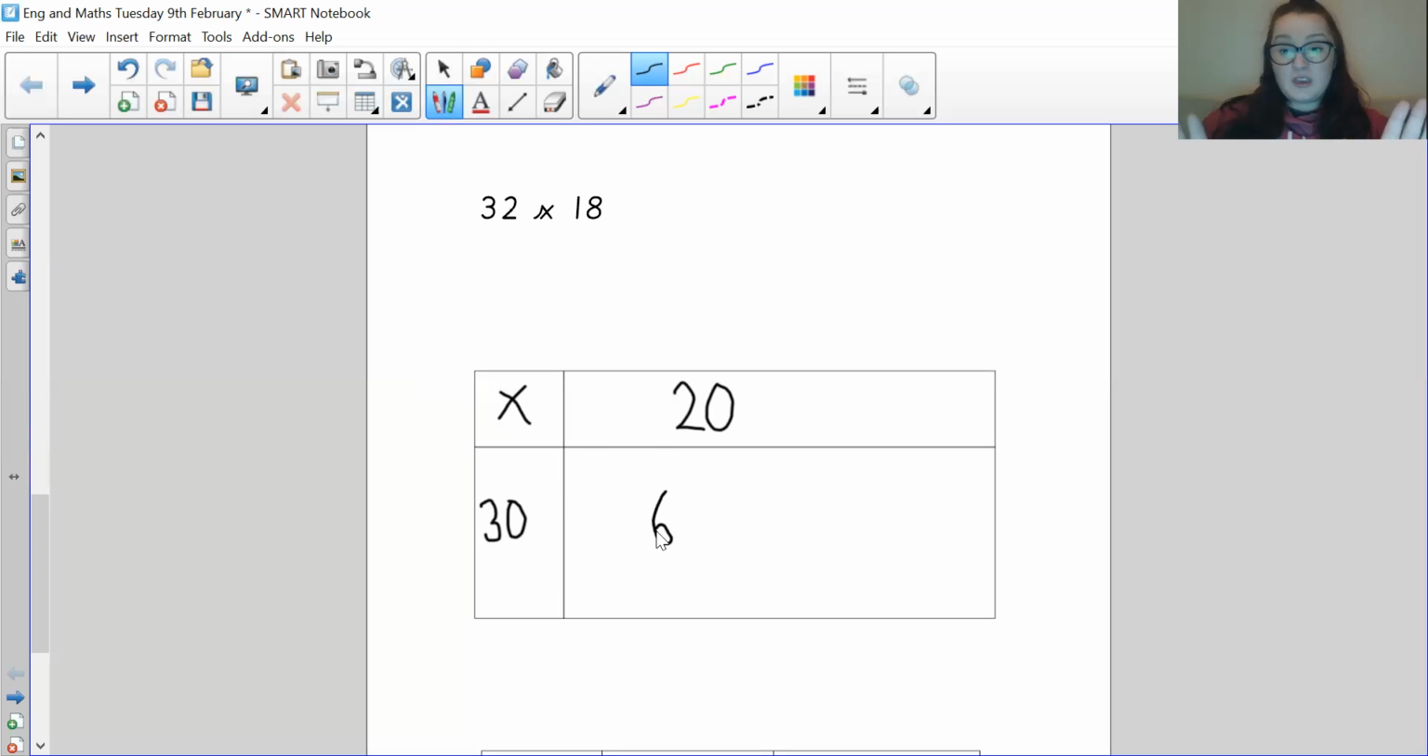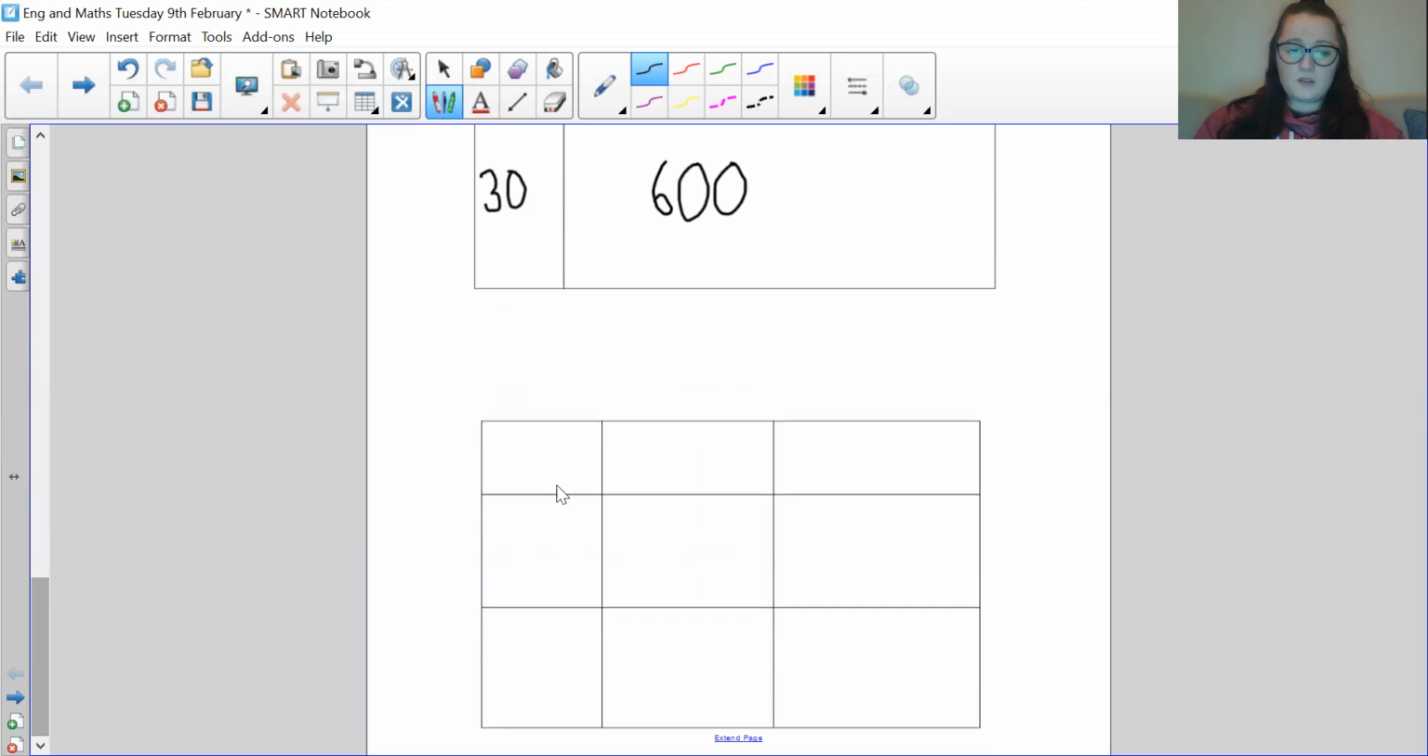But we can't leave it there, year 3, because we've got a 0 here and a 0 here. And when we've got 2 zeros together, that represents 100. So we need to times this number by 100. So we'll times it by 100 and the answer is 600. Now that's our estimate and it's quite a big number, isn't it? Let's see if we can work out the actual answer.